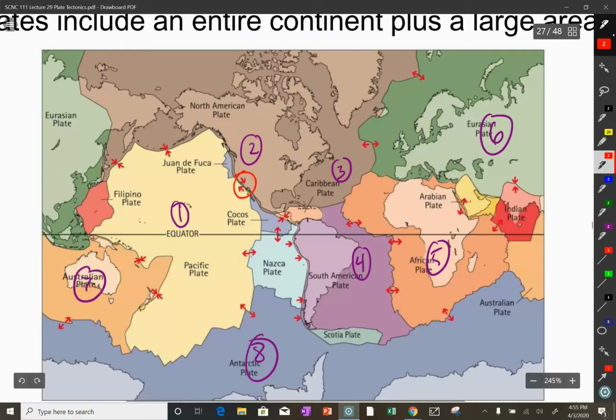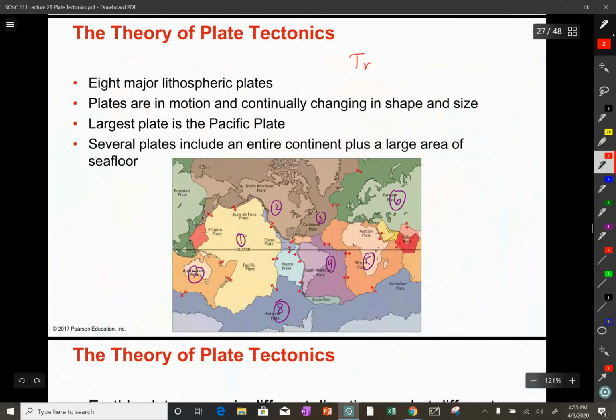And then we have what's going on in California right now. The Pacific plate is moving roughly to the northwest, and the North American plate is moving to the southeast. So they're sliding against each other, and we call that a transform. So transform is sliding, convergent is coming together, and divergent is moving apart.